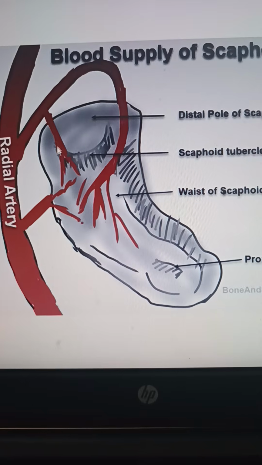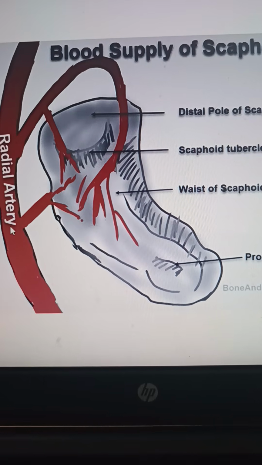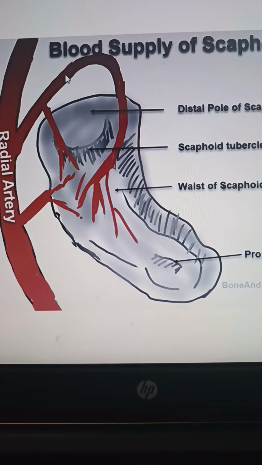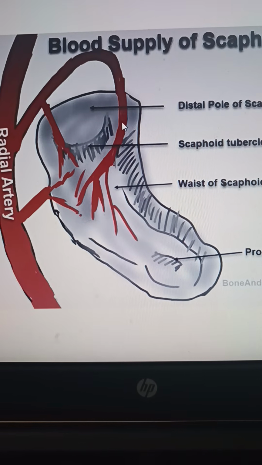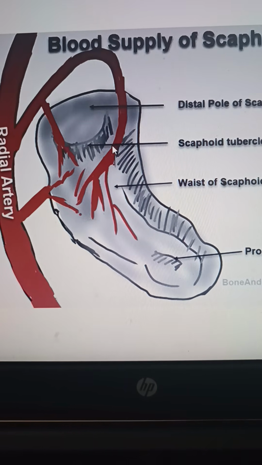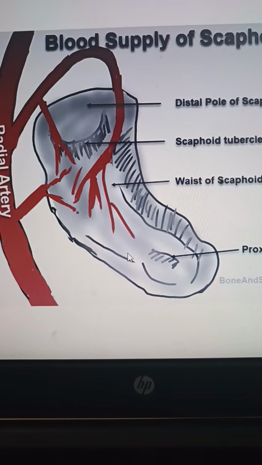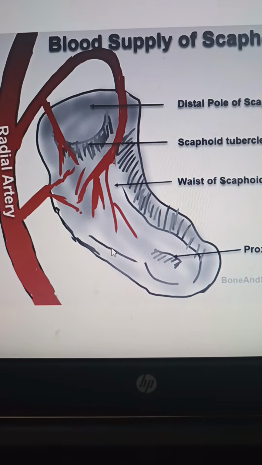Here you can see it is giving a branch again directly to the distal part. So the distal part is nourished by both the palmar as well as the dorsal branch. Now the dorsal branch is again winding and taking a recurrent course. Again it is cruising along the distal pole, crossing the waist, then coming to the proximal part. So that means there is no direct blood supply to the proximal part.